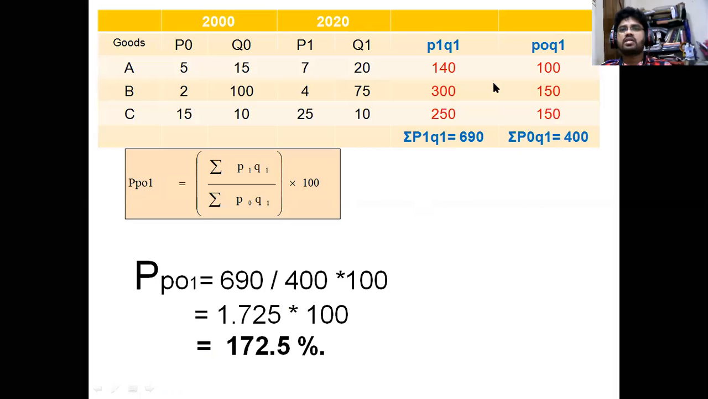Okay, tomorrow we will discuss the Fisher index number. See, the Fisher index number is a combination of Laspeyres and Paasche. We will come to know how we can calculate the Fisher index number, which takes both the base year quantity as well as the current year quantity. So tomorrow we'll see how to calculate it.